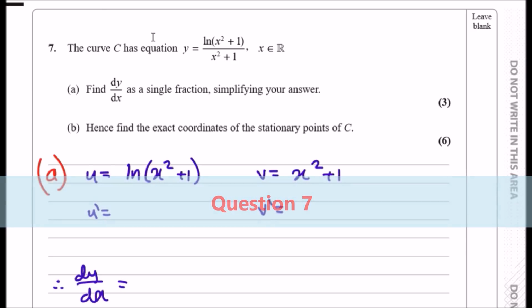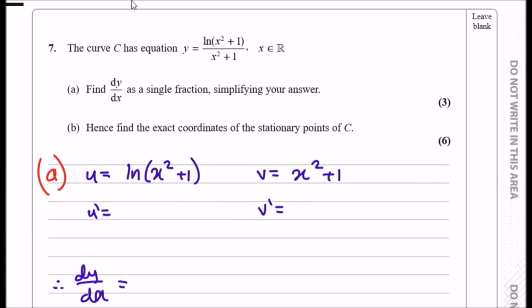So the curve C has equation y equals ln of x squared plus 1 all over x squared plus 1, where x takes all real numbers. Okay, now for part A, we need to find dy over dx, and to find dy/dx, you must remember that when you've got a function over another function, we need to use the quotient rule.